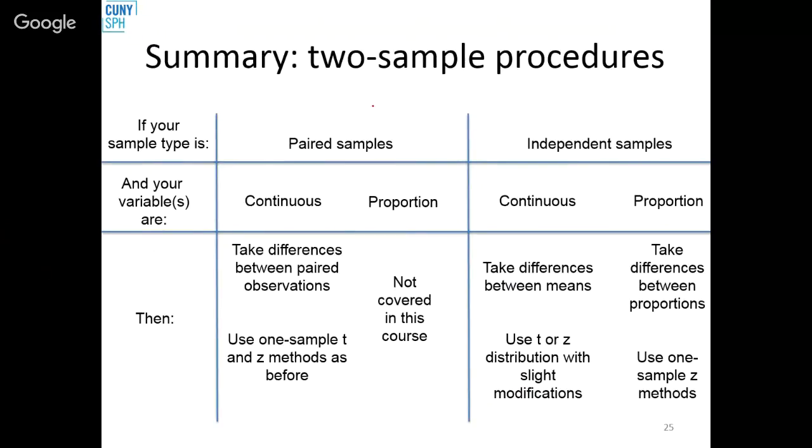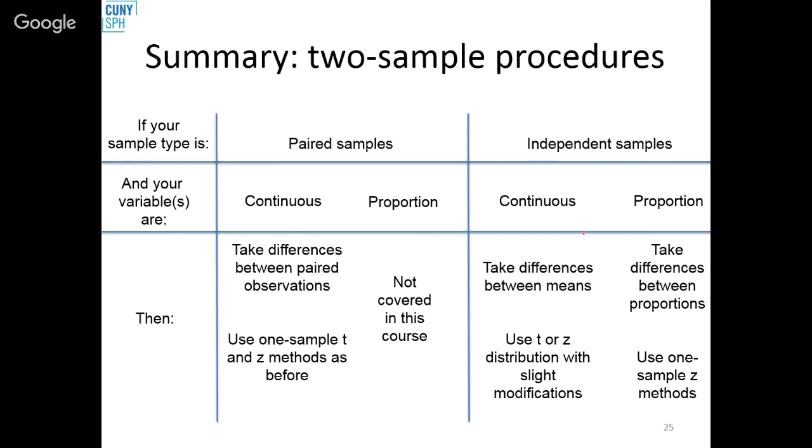To summarize, when you have two samples, you have to decide whether they are paired or whether they are independent. And if your variables are continuous, you just take the difference between those paired observations and use the one sample t or z test. If they're proportions, it's a little bit more complicated. You can use logistic regression methods for this, which you will get into next semester.